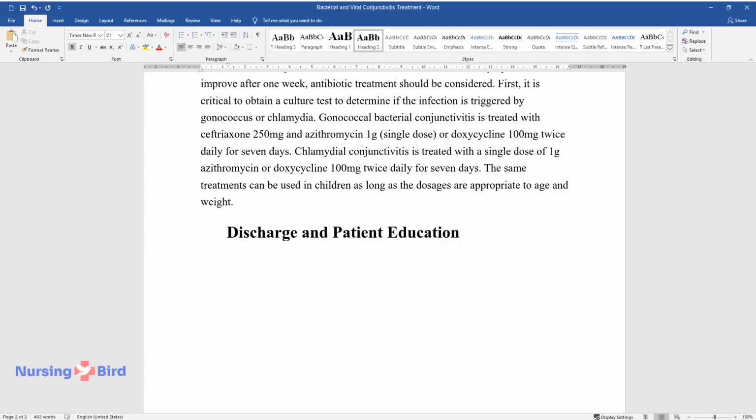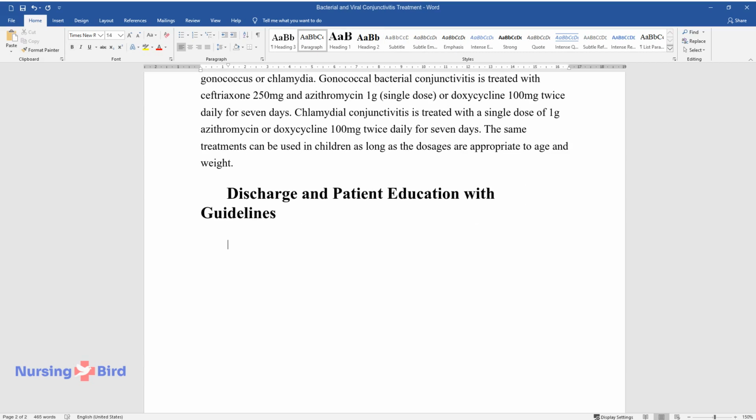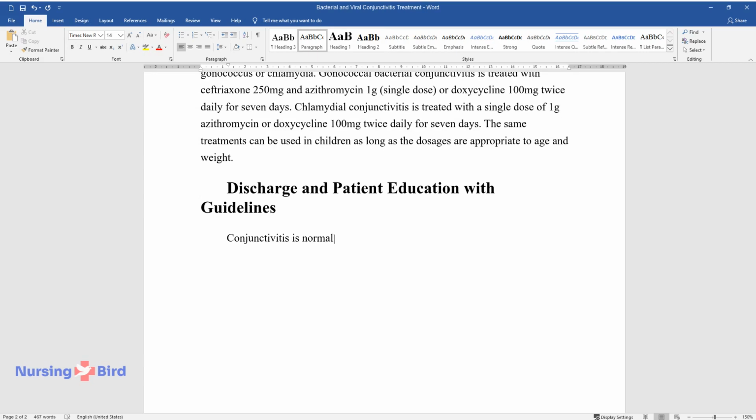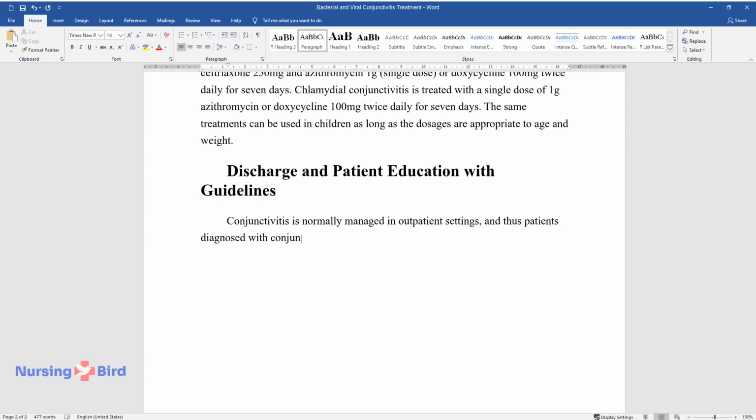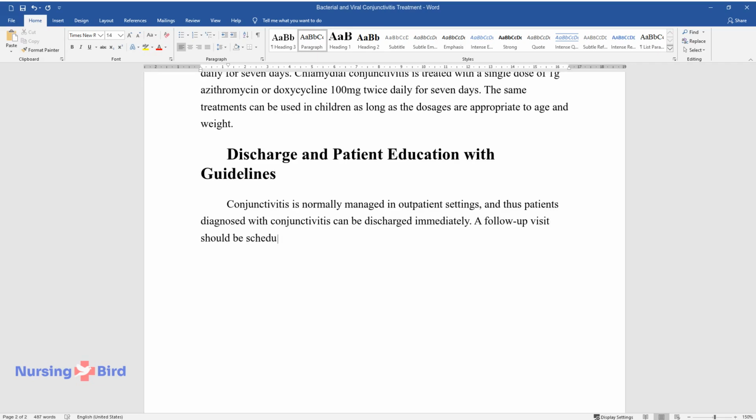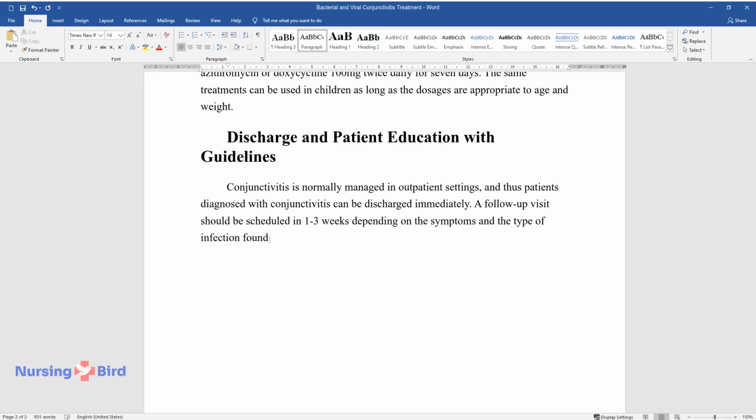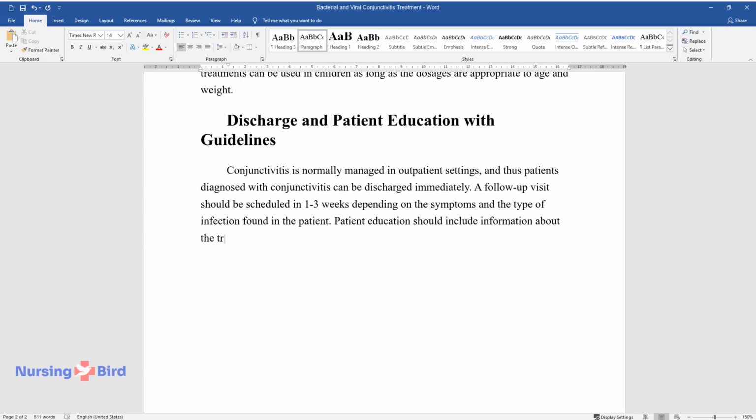Discharge and patient education with guidelines. Conjunctivitis is normally managed in outpatient settings, and thus patients diagnosed with conjunctivitis can be discharged immediately. A follow-up visit should be scheduled in 1 to 3 weeks depending on the symptoms and the type of infection found in the patient. Patient education should include information about the treatment and follow-up schedule, as well as proper eye hygiene.